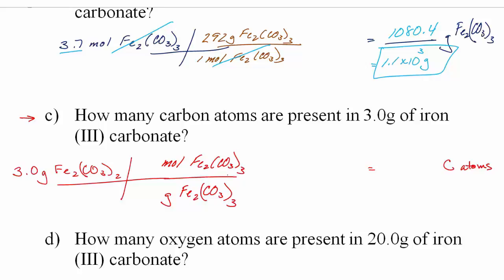So we got the moles of iron(III) carbonate right now. Then what would be next? You see what would be next? You got to get it into moles of carbon. So let's get moles of iron(III) carbonate into moles of carbon. Okay, we haven't put any numbers in here yet, but you see what to do last? Use the definition of a mole.